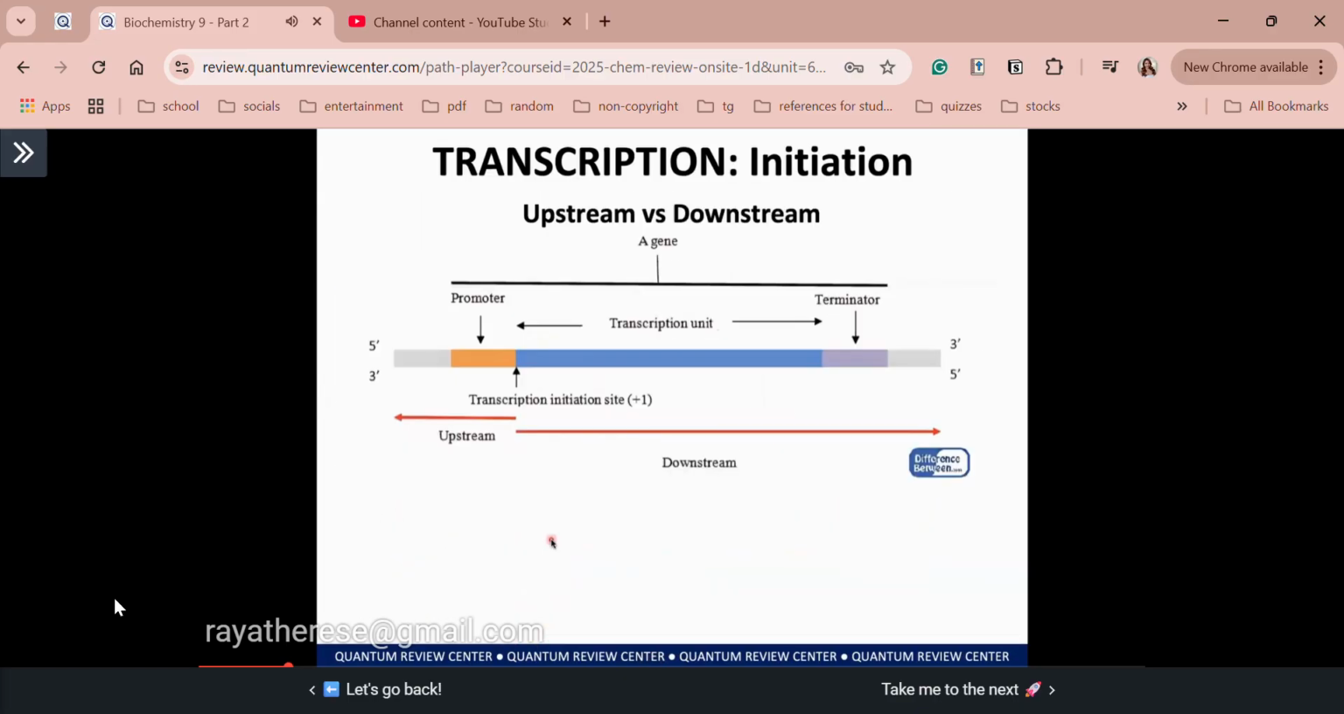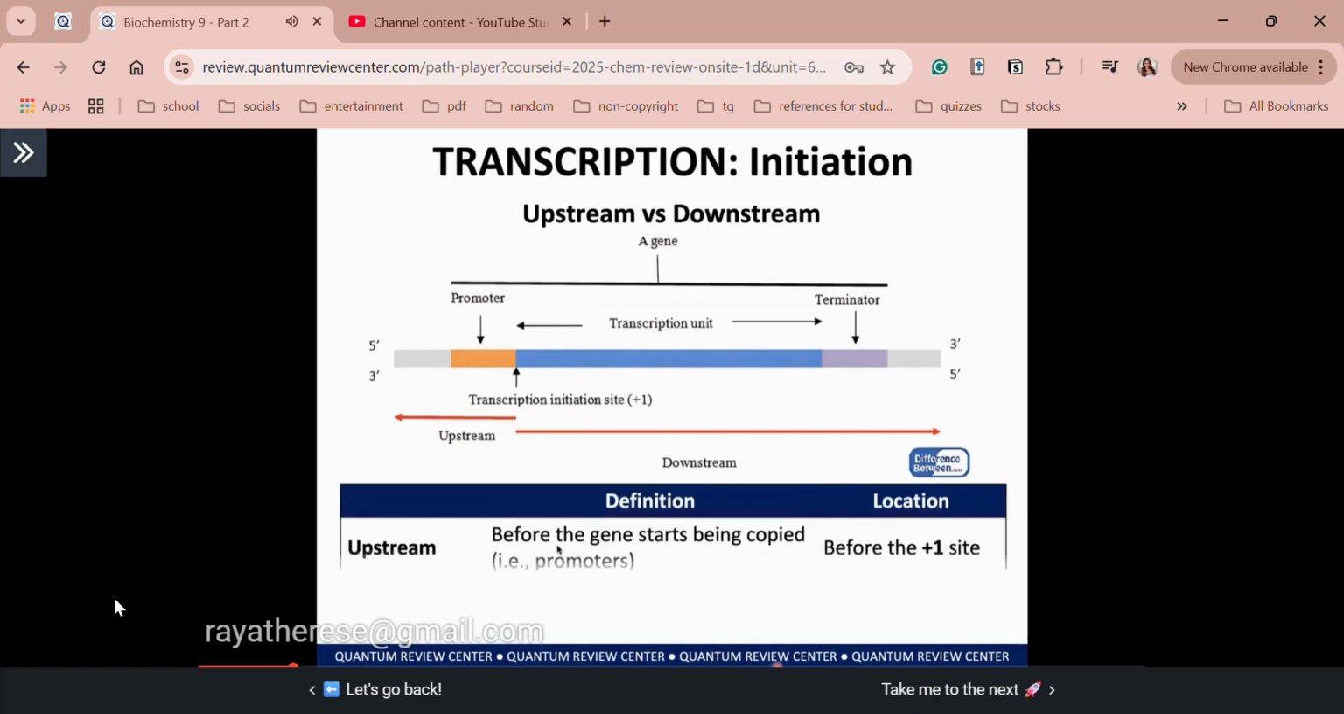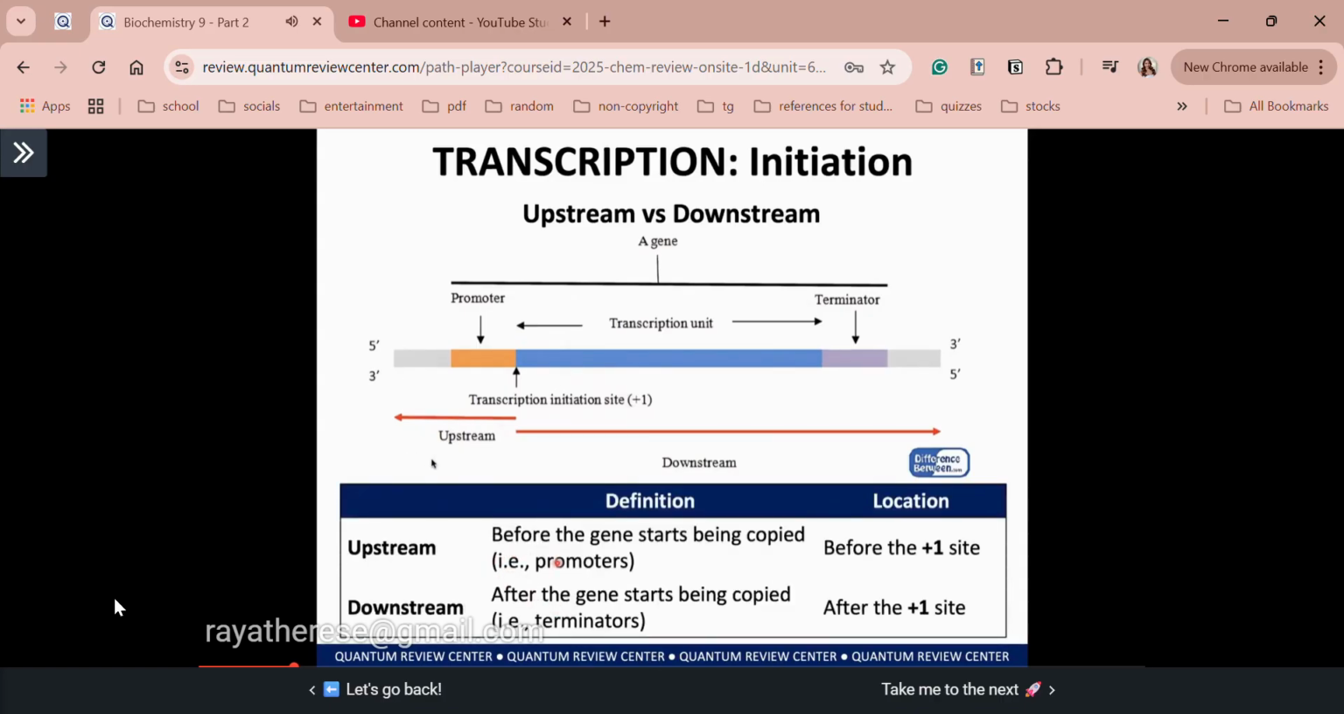Before we proceed with eukaryotic initiation, let's briefly discuss the difference between upstream and downstream. Class, here is the start of our transcription. This is the point where the RNA polymerase will start adding nucleotides. We also label it as the +1 site or the transcription initiation site. The upstream site is before where the gene starts being copied. So usually, that's just before your transcription initiation site.